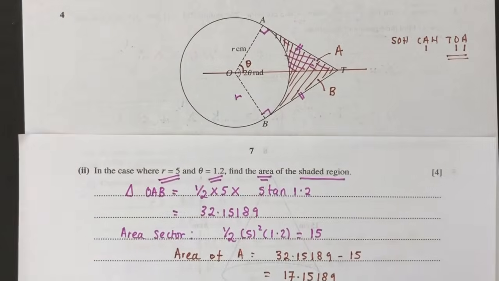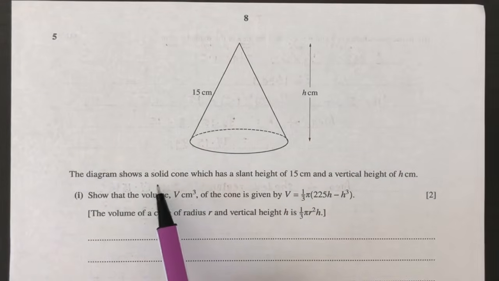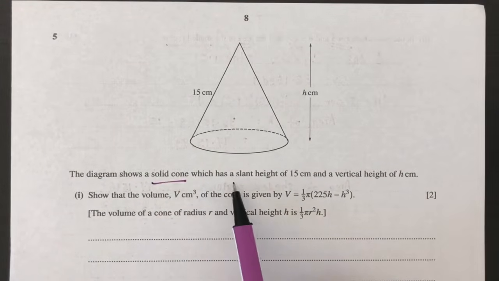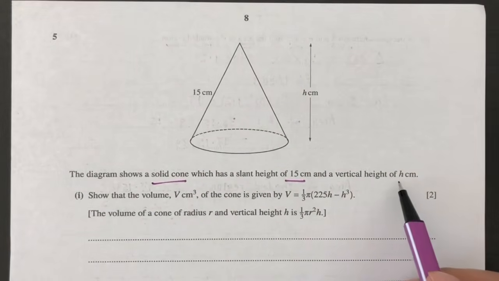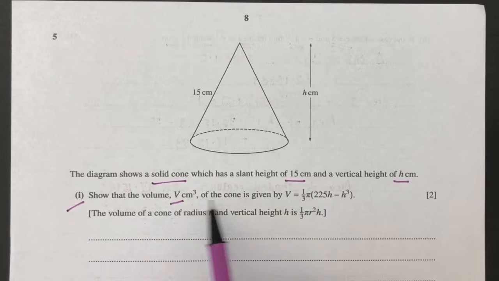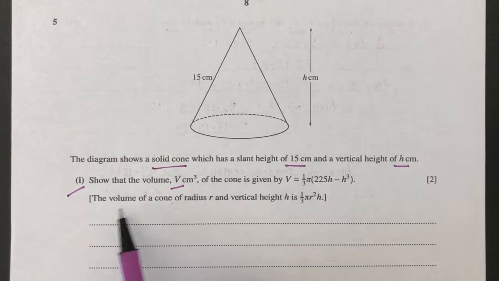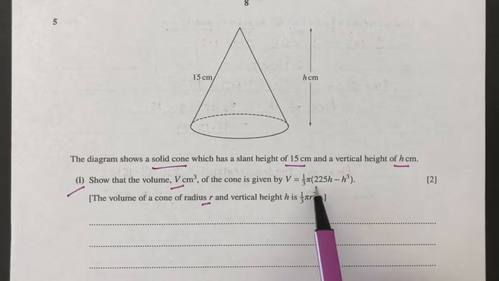And this is question number 4. So let's move on to question number 5. The diagram shows a solid cone with a slant height of 15, that's the slant height, and a vertical height of h, this is h. Now part 1: show that the volume V of the cone is given by this. The volume of a cone of radius r and height h is given by this. This is the formula for the volume of a cone.